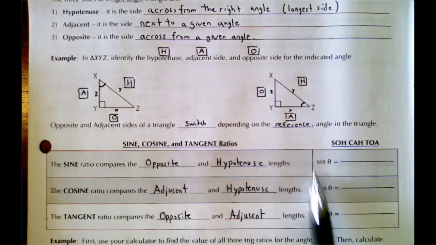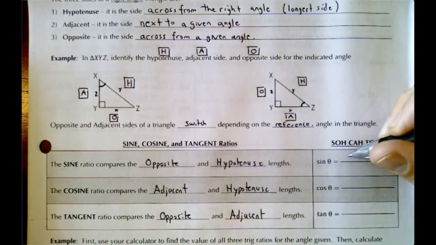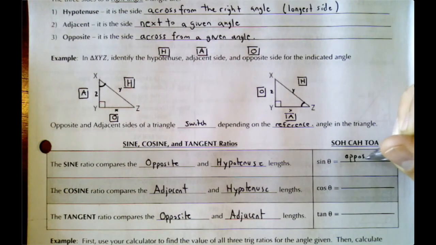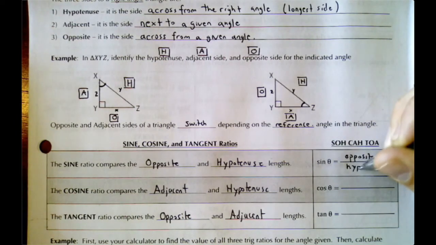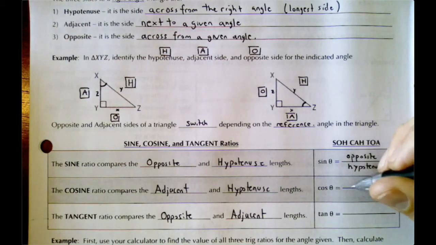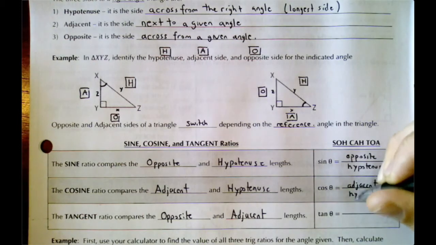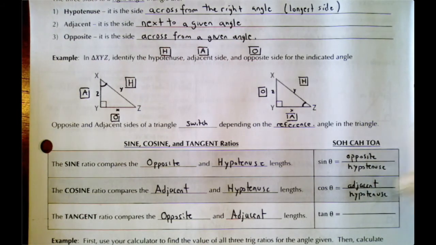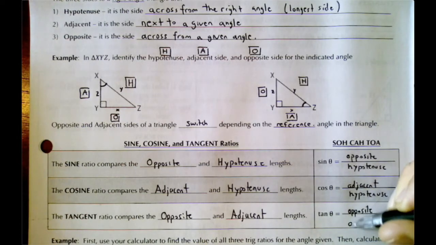If you know an angle and you do sine of that angle, what you're going to get is whatever the opposite length is divided by the hypotenuse length. And I'm going to show you what this looks like in a second. For the cosine button, if you do cosine of an angle, you're going to get the adjacent length divided by the hypotenuse. And if you do the tan of an angle, you're going to get the opposite length divided by the adjacent length. So let me show you how this works.